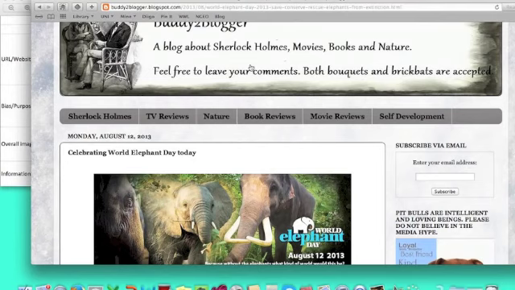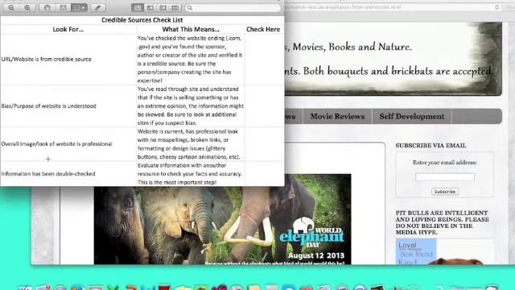to do with elephants, so that immediately gives me a little bit of a red flag, as well as the author capitalizes movies, books, and nature, and none of those are proper nouns. So far, I haven't felt secure in the credibility of this website, so I would immediately rule this one out for my research.